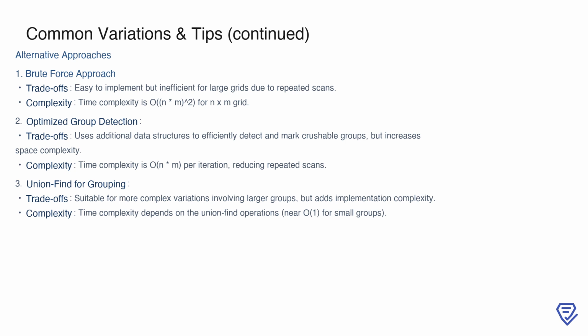For more advanced variations, you might consider using union-find to group candies. This method is especially useful for handling larger or more complex patterns, though it does add some implementation complexity. The time complexity for union-find operations is nearly constant for small groups, making it a powerful tool in certain scenarios. By weighing these trade-offs, you can choose the approach that best fits the specific requirements of the problem you're solving.